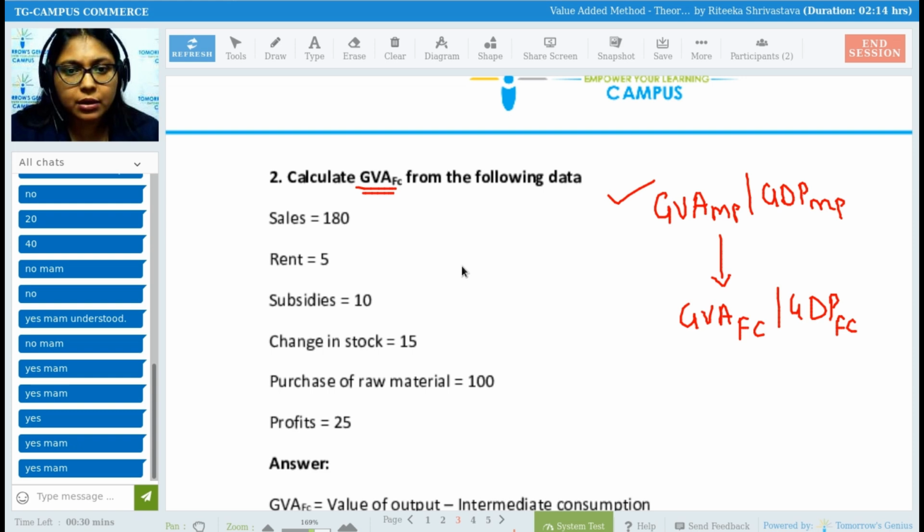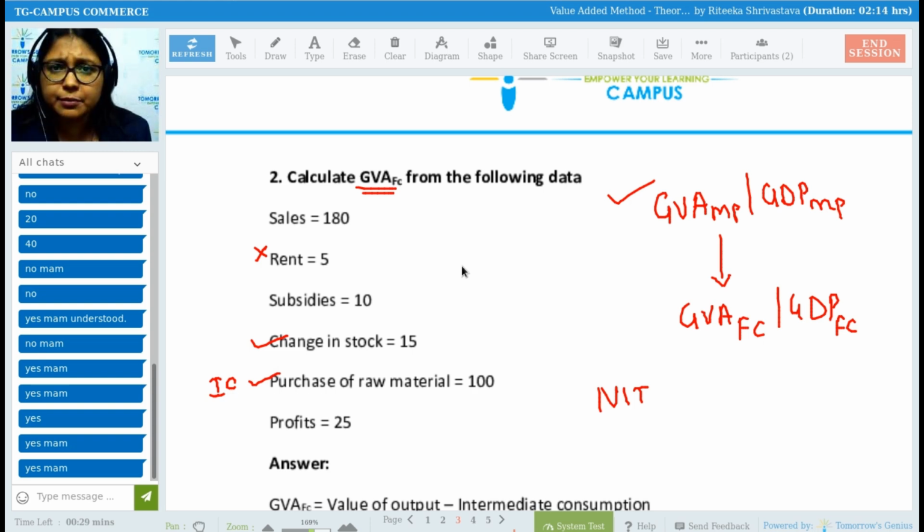Sales is nothing but, you know, rent. While solving with the value added method, writing so many formulas, understanding the theoretical part, rent is not going to be there anywhere. Subsidies will be useful if we need NIT. If there is a need of NIT at that point of time, subsidies will be useful, so you have to see whether NIT is going to be useful for us or not. Change in stock is directly given to us. So CIS, no need of doing opening stock, closing stock, anything. Purchase of raw material is nothing but your intermediate consumption. And profit, again, while doing value added methods, profit is not included anywhere. So two things are not going to be used anywhere; the rest you are going to use somewhere or the other.